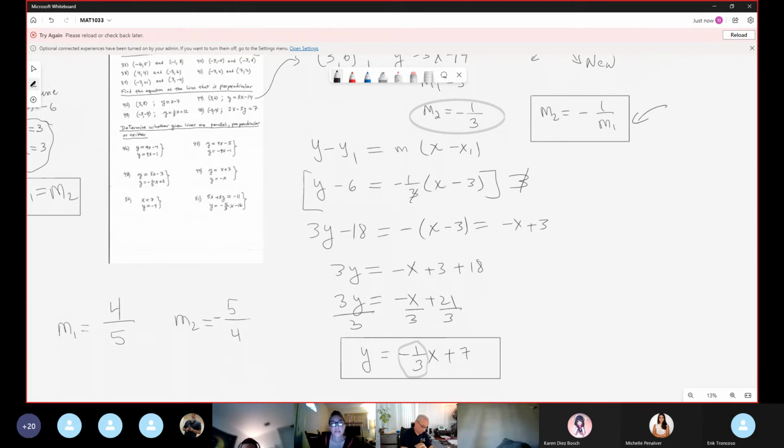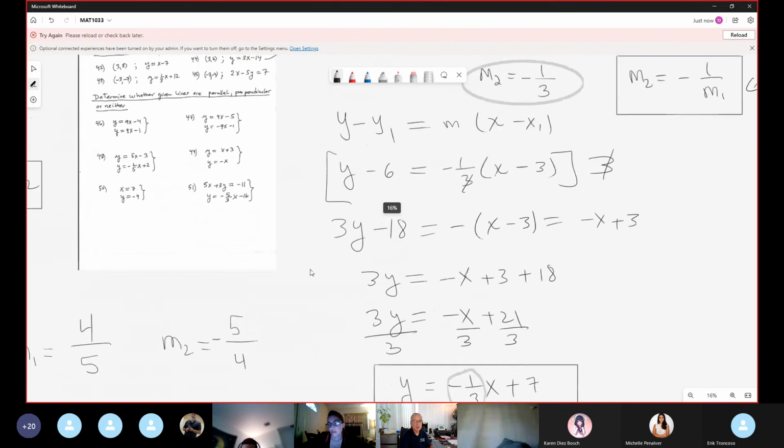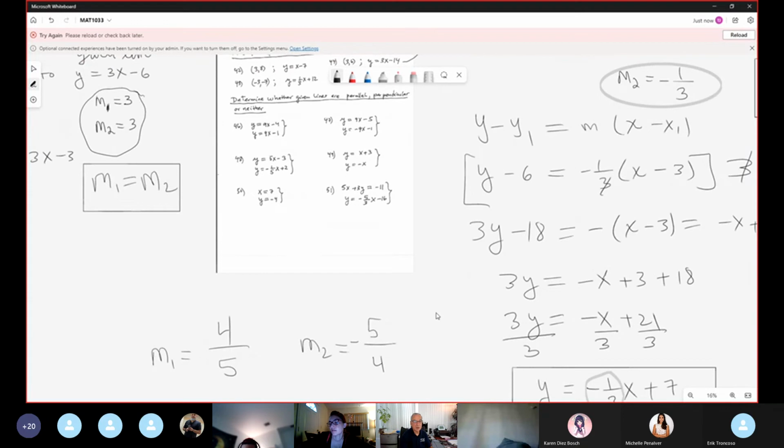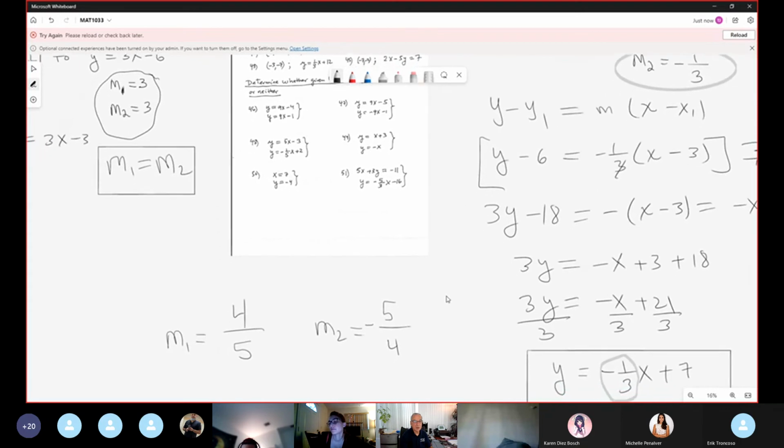Cool. So the last problem I want to do, because you know we are strong. Let's do this kind of problem. It's similar: determine whether given lines are parallel, perpendicular, or neither. Okay, what is neither? Well, parallel is the same slope.